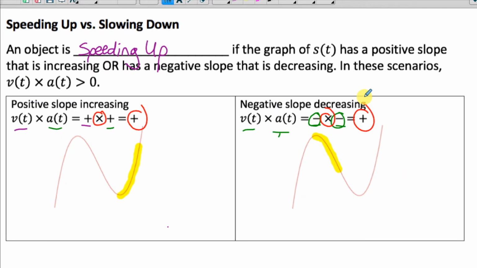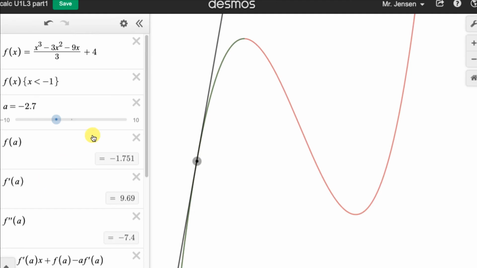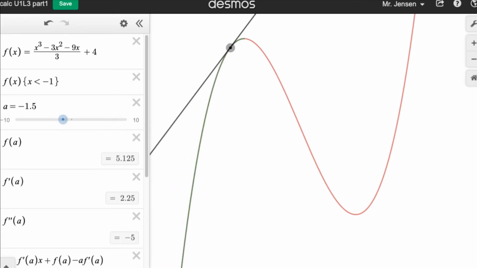Let's look at the other two scenarios. These are two scenarios where the object is slowing down. Let's analyze this shape first, that I have in green over here. In that section, notice the y values of the original function are increasing, right? The tangent slopes are positive. That's why the first derivative is positive.